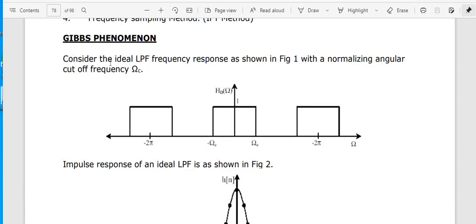By using the Gibbs phenomenon, we are considering an ideal low pass filter with frequency response as shown in the figure, with normalized angular cutoff frequency of omega c. As you can see, what is the type of filter I am considering, students? It's a low pass filter, right? If I want to find its angular cutoff frequency, I am putting it as what? Omega c, right? For the positive side it is plus omega c, the negative side minus omega c, right? This is my response there.